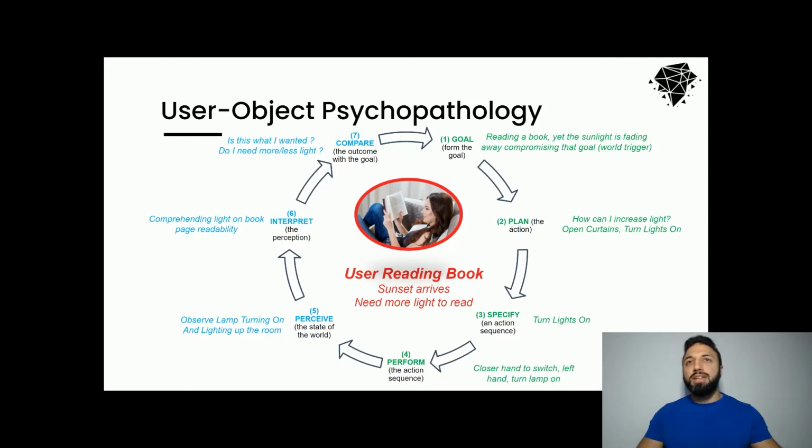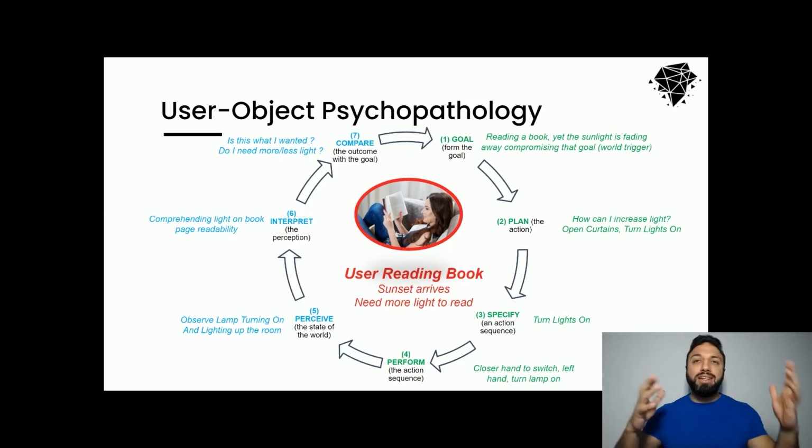But the point here is you're reading your book while the sun is setting down, and all of a sudden, okay, your goal of reading the book is compromised, right? So you need to do something to counter that action, which is basically your brain starts the planning process, which is how can I increase the light in the room, right? So opening the curtains seems like a good course of action, but eventually you're gonna need to do something else. Another plan comes to mind, which is like let's turn the lights on.